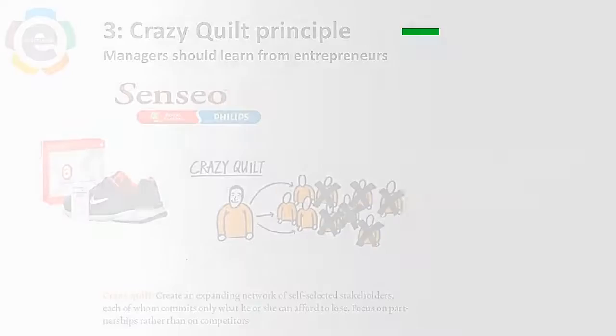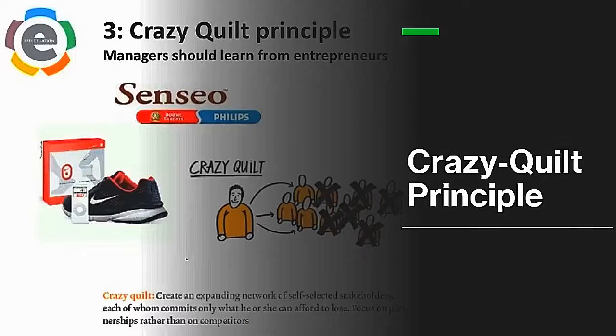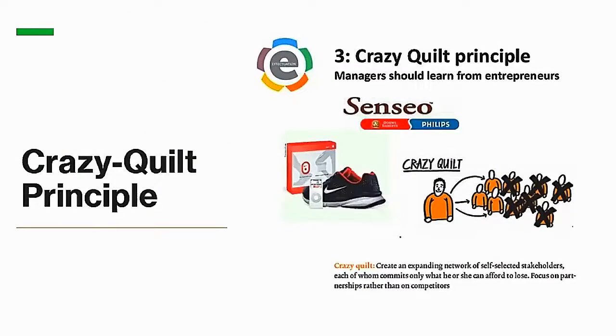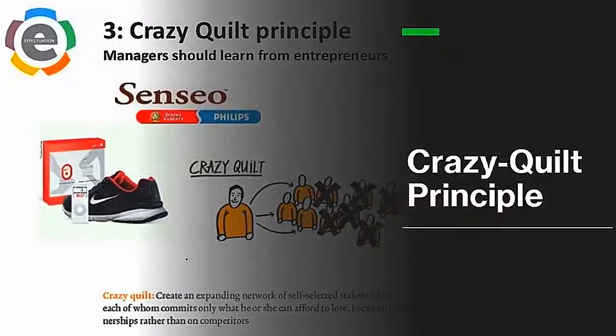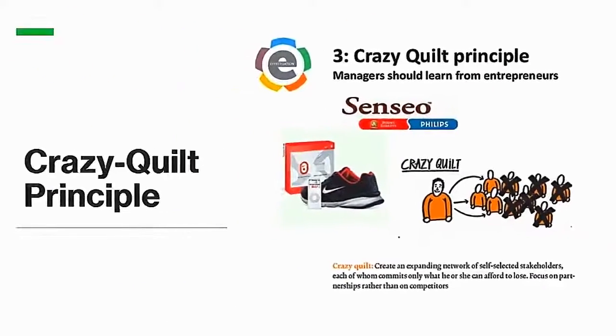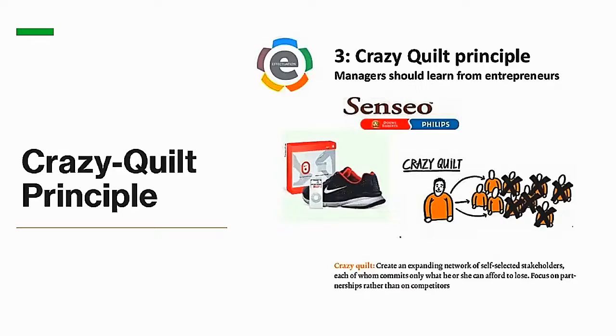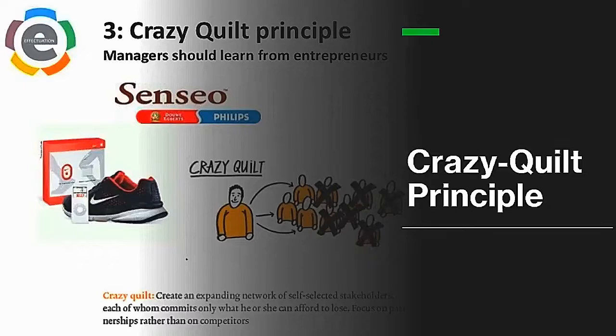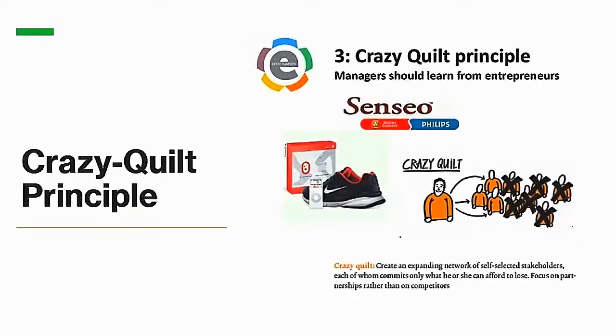The crazy quilt principle highlights the importance of forming partnerships and alliances to leverage resources and capabilities. Entrepreneurs create a network of stakeholders who contribute to their venture. Imagine starting an eco-friendly clothing brand. Instead of competing head-on with established brands, you collaborate with local artisans, organic cotton farmers, and sustainable dye suppliers. By forming partnerships, you create a network that supports your brand's mission and provides unique products.